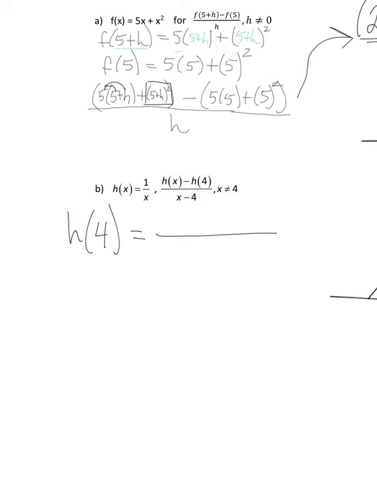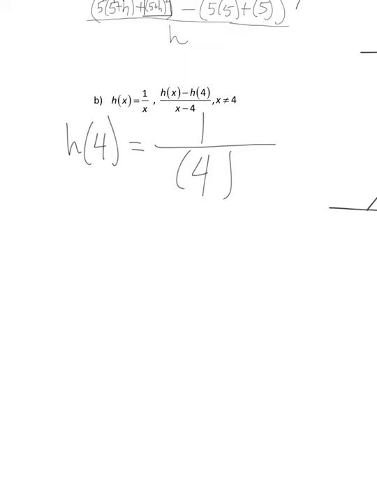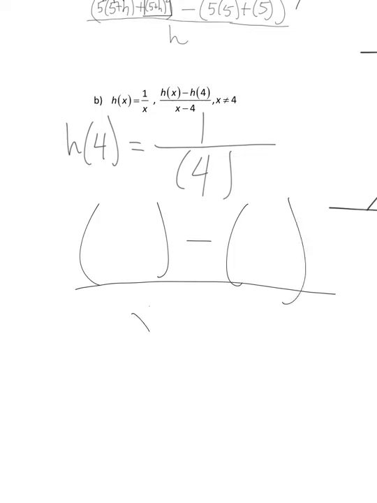H of 4 would be plugging 4 into this function, which is 1 over x, and we're plugging 4 in. So that's our h of 4. Now we're going to come down and do the difference quotient, parenthesis, h of x is going here, minus h of 4 all over x minus 4. H of x, once again, equals 1 over x, so that goes right there. And then h of 4 equals 1 over 4, so that's going to go right here.